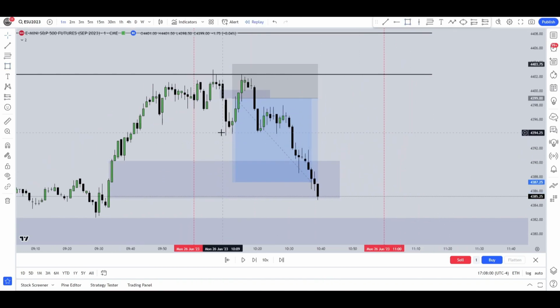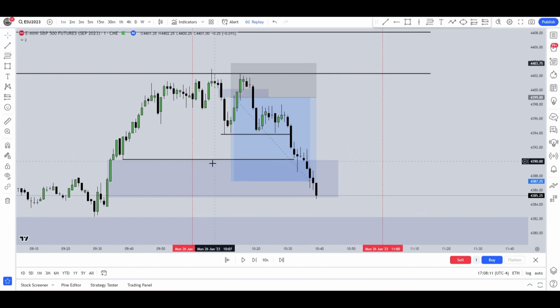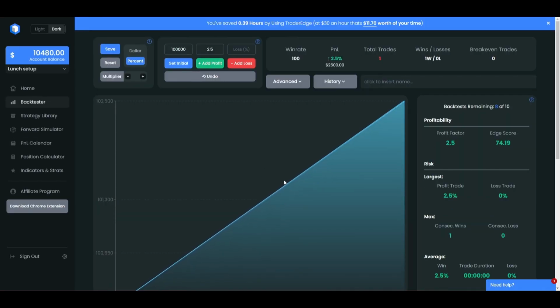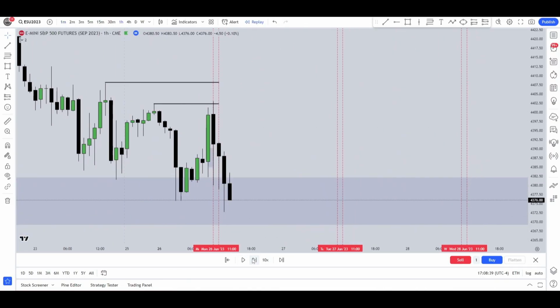Normally I would also take partials, like maybe at areas like this or other types of liquidity or gaps, but for this video's sake I'll just do this because it's easier and faster. So we have one win right now, so let's log it in. 2.5% added. Let's go to the next day. So we had a win on Monday.